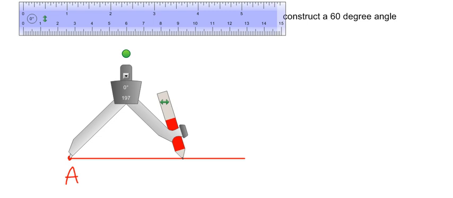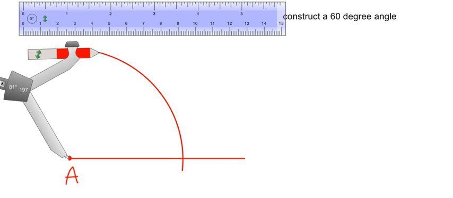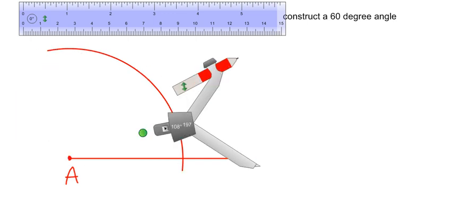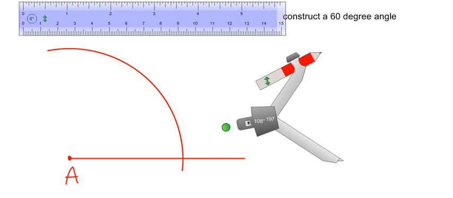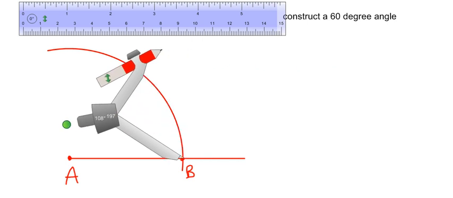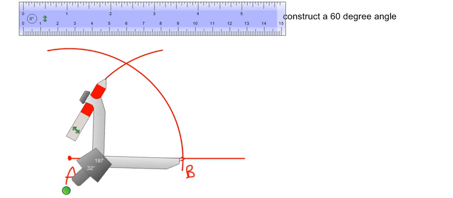And then I'm going to make a big old arc that starts below the line and goes all the way past 90 degrees. Now, once I've done that, notice that I haven't done anything to open the compass further. We've got a new point here at this location. I'm going to call that point B. And then at point B, I'm going to put my compass pointer right at that location and make another arc right here so they cross each other.